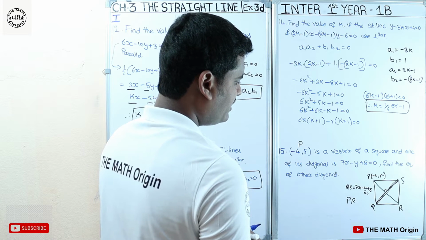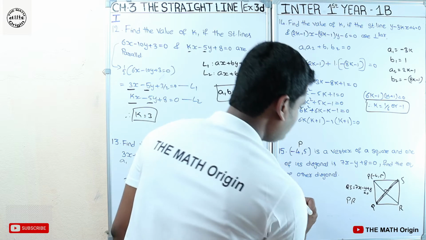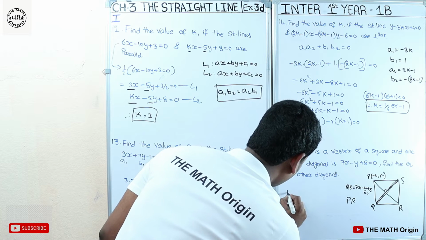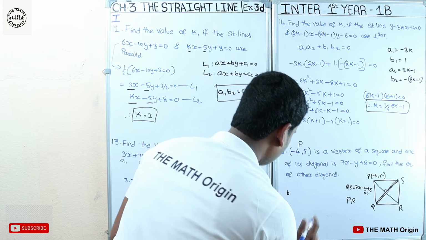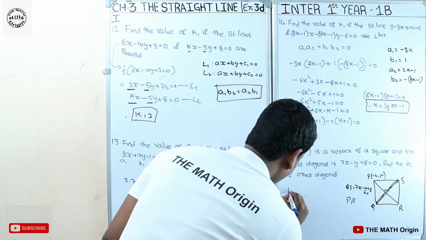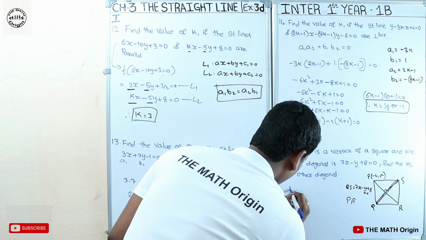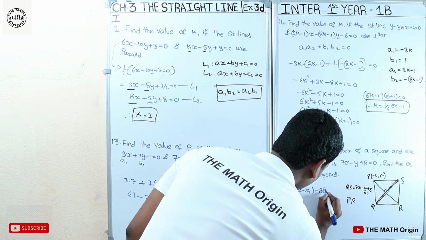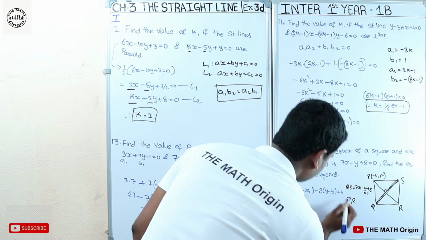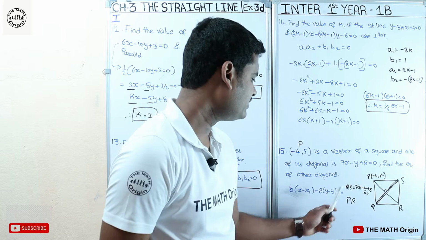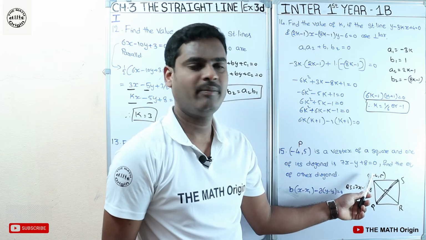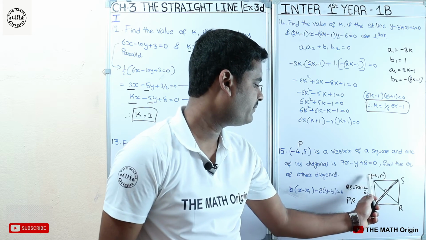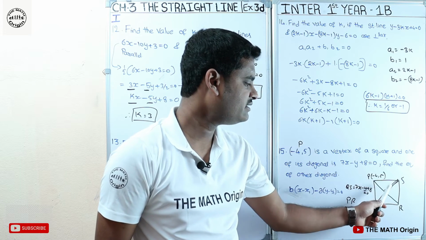So we have an equation like b into x minus x1 minus a into y minus y1 equals 0. This is the equation for a line perpendicular to the other line.